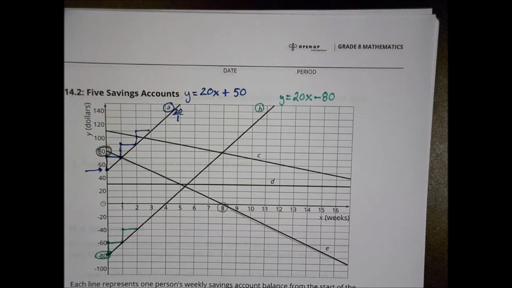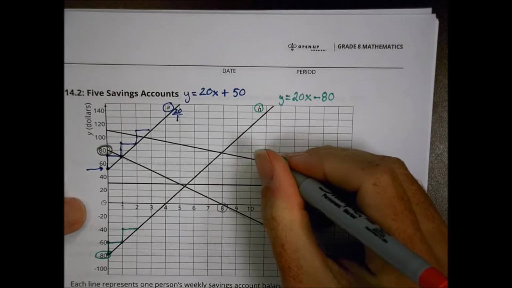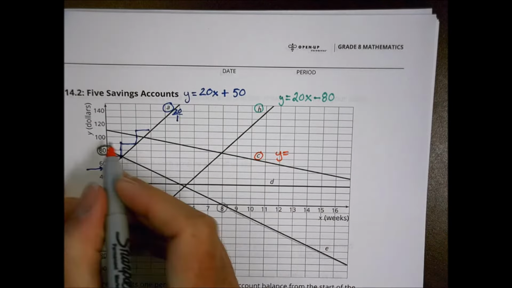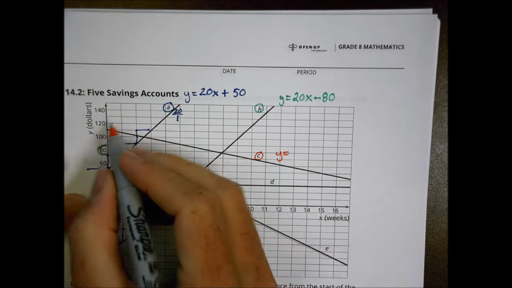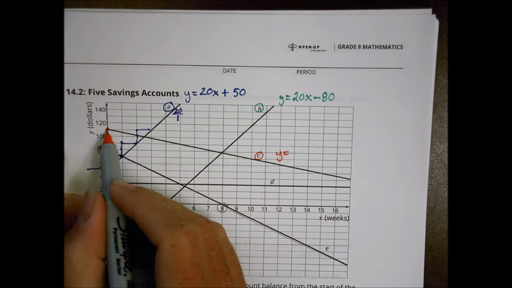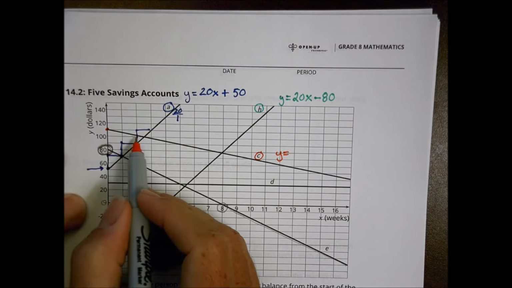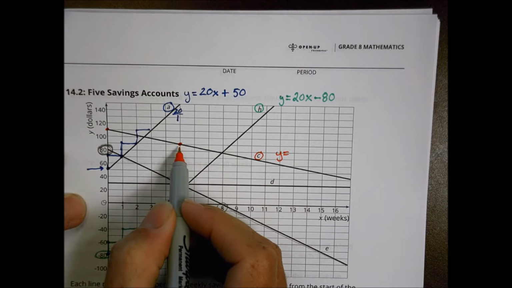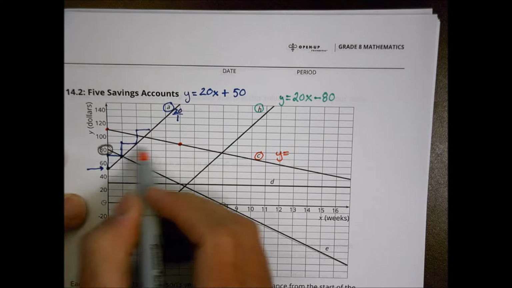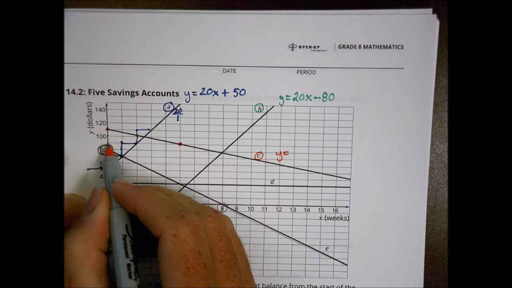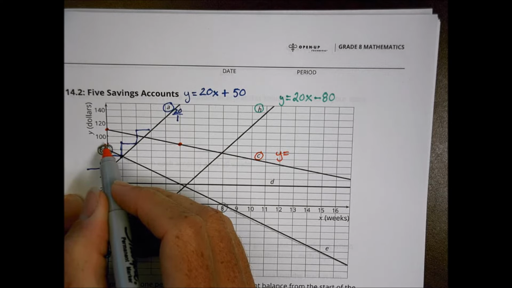Let's take a look at C. All right, so here's C. For C, we would say y equals, in this case, we can tell we're going down. We're going to have a negative slope. So let's see what's happening from point to point. I have a point right there, and I'm looking for where it crosses another line. There's one right there. So how much am I going down? I'm going from 110 to 90, so I'm decreasing by 20.